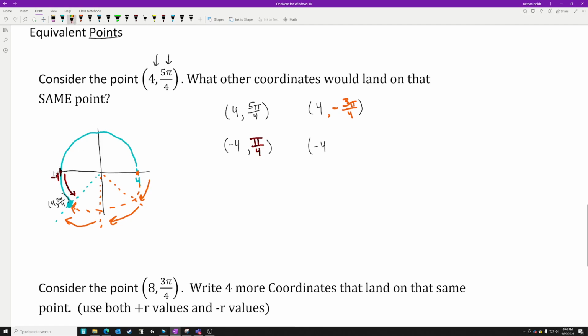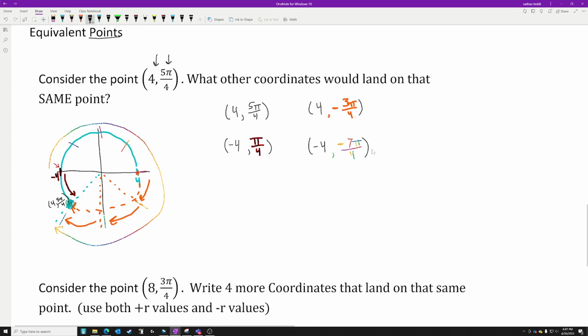Let's do this one in rainbow, maybe. I'm going to still start right here at negative 4. But instead of going that short distance, I'm going to come all the way around to there. It will still make me land at the same place. How many pi over 4s is that? 1, 2, 3, 4, 5, 6, 7. 7 pi over 4s. And because I'm going clockwise, it is negative 7 pi over 4.